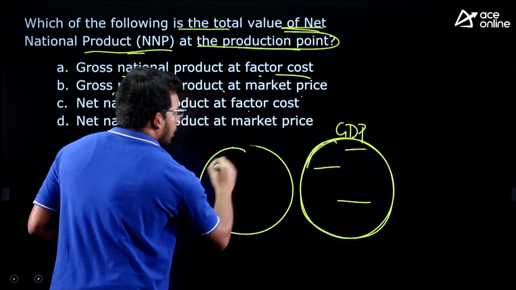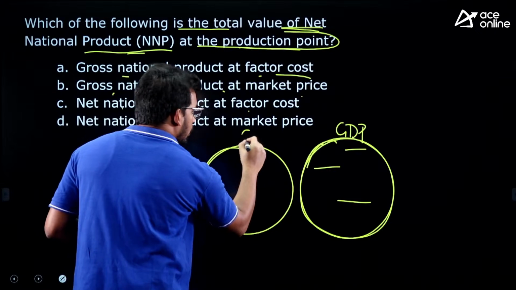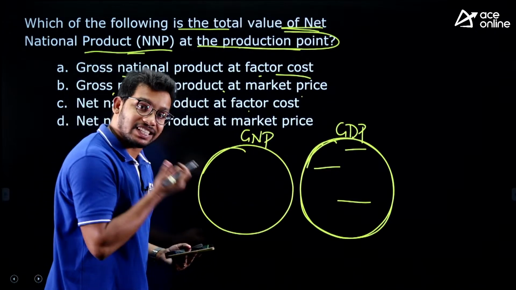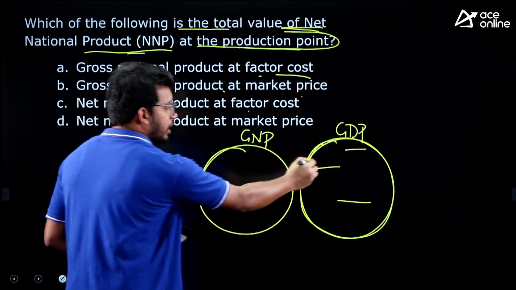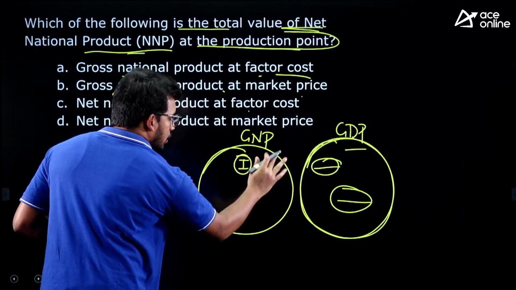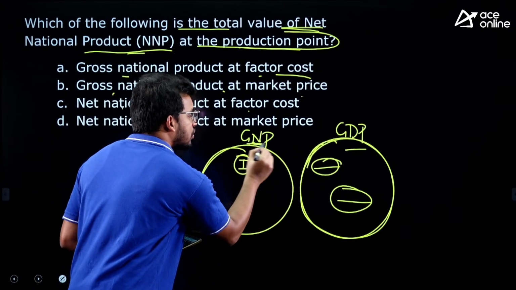Now, gross national product means whoever the Indians alone are producing, adding the value. So we are not including any foreigners, right? We are including only the Indians. The total value of goods produced by Indian citizens is called gross national product.